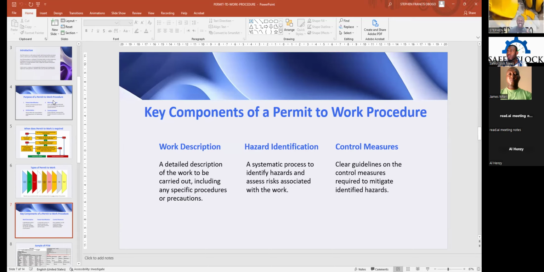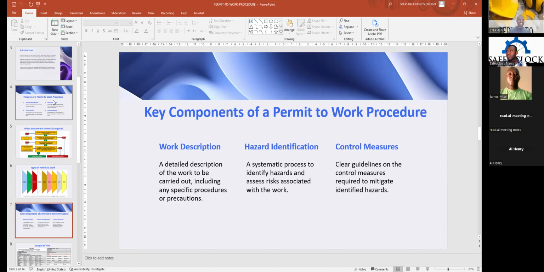So it involves a lot of information, but basically the key component is your work description, because your work description will be able to tell whoever is going to approve that permit, "Okay, this is what you want to do." And with the knowledge of that person who is issuing or approving the permit, he will also have knowledge about the hazards involved and the control measures.